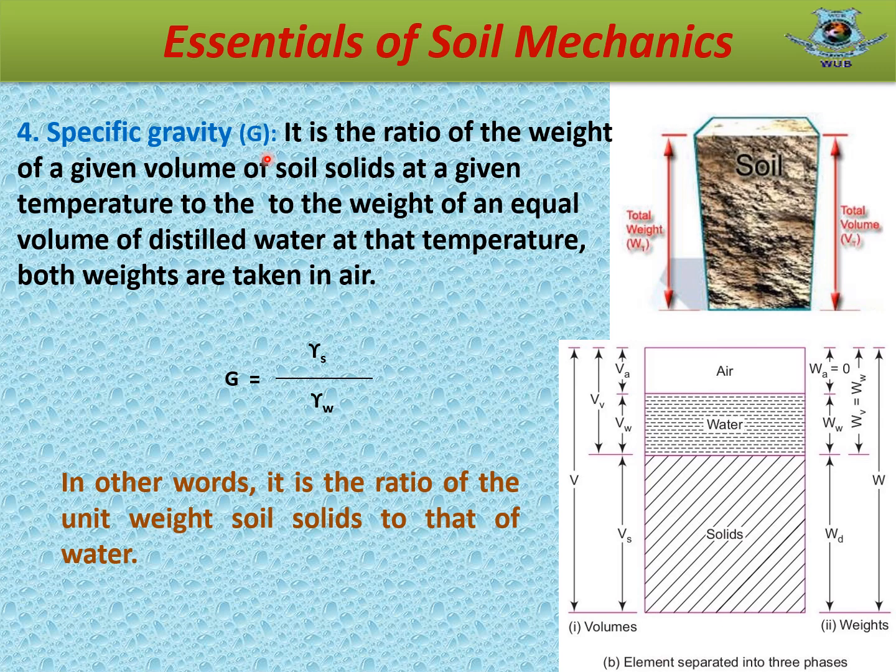Specific gravity G. Specific gravity G is defined as the ratio of the weight of a given volume of soil solids at a given temperature to the weight of an equal volume of distilled water at that temperature, both weights being taken in air. In other words, it is the ratio of the unit weight of soil solids to that of water. So we can say specific gravity G equal to unit weight of soil solids gamma S divided by unit weight of water gamma W.